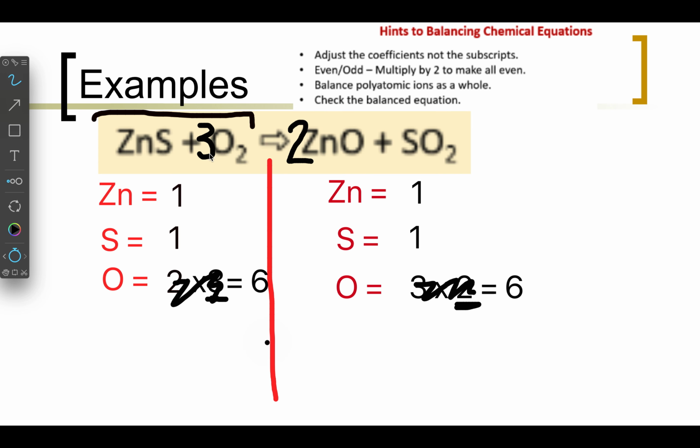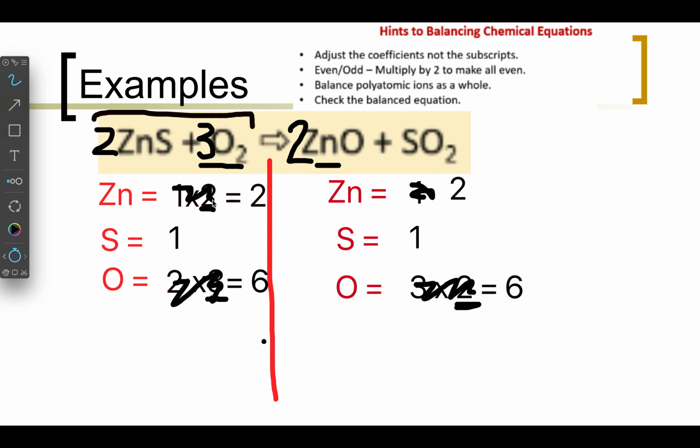But since we put 3 in front of oxygen over here, that doesn't matter. Over here, though, we put 2 in front of our zinc, right? So now we no longer have 1 here. We have 2. And it's a nightmare again. Now our zinc are not equal, so we must make our zinc equal, right? We're going to do 1 times 2 equals 2. So now we need to put our 2 in front of our zinc.